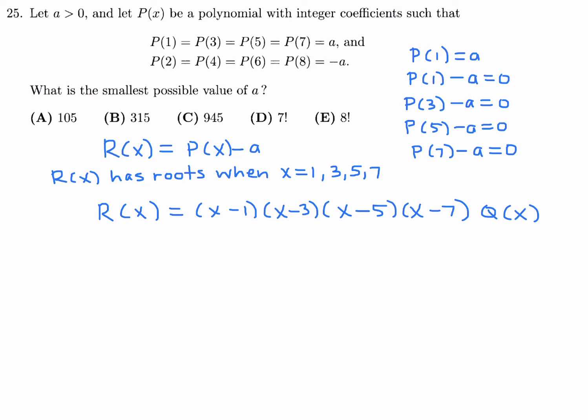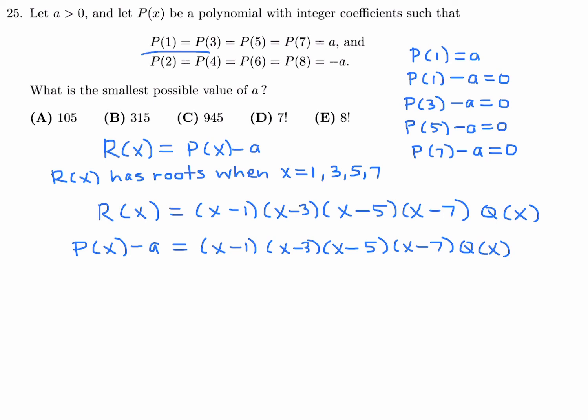Well, we know that this r of x is p of x minus a. So let's just put that back in, because that's going to be very helpful for us, and the rest remains the same. Okay, now we're going to have some fun. Now is where we substitute these guys: p at 2, p at 4, 6, and 8. So when we do, we will get some interesting results.